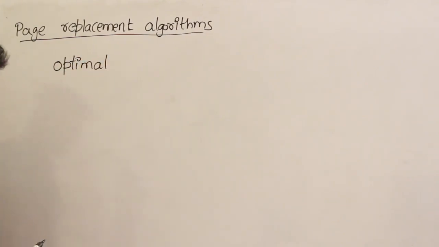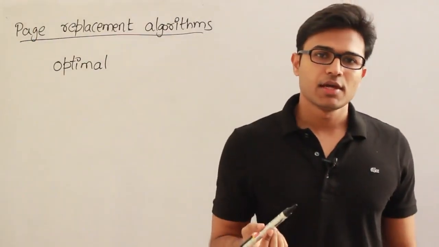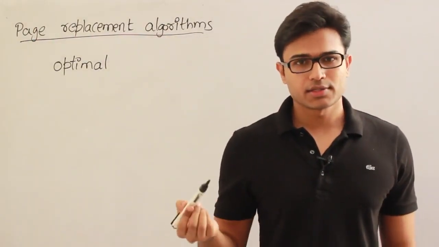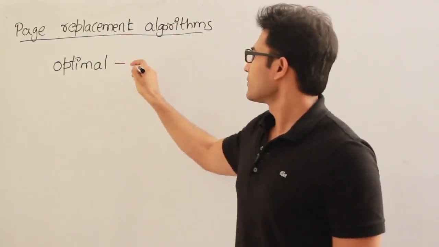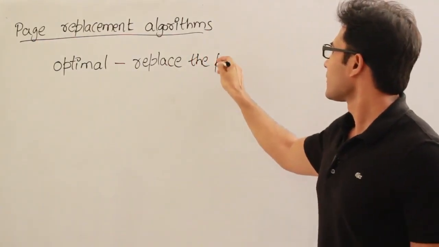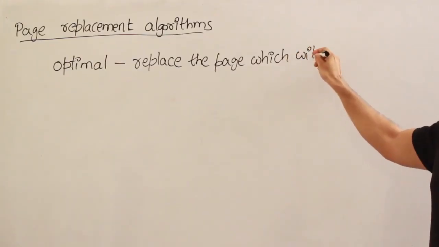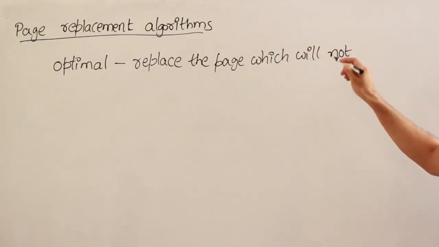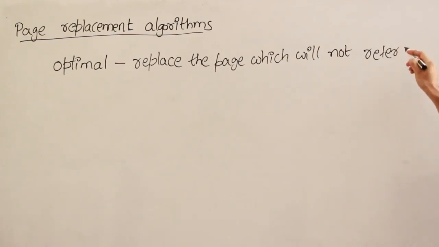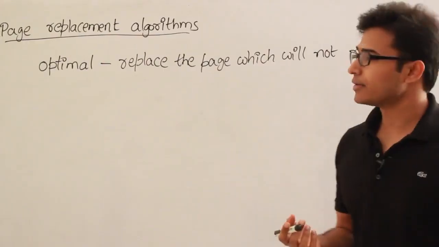Optimal page replacement algorithm. What does it mean? The page which will not be referred for the longest will be replaced. Optimal says: replace the page which will not be referred for the longest, which means you are going to see which one will not be referred for a long time and you are going to replace it. That is called the optimal algorithm, right?